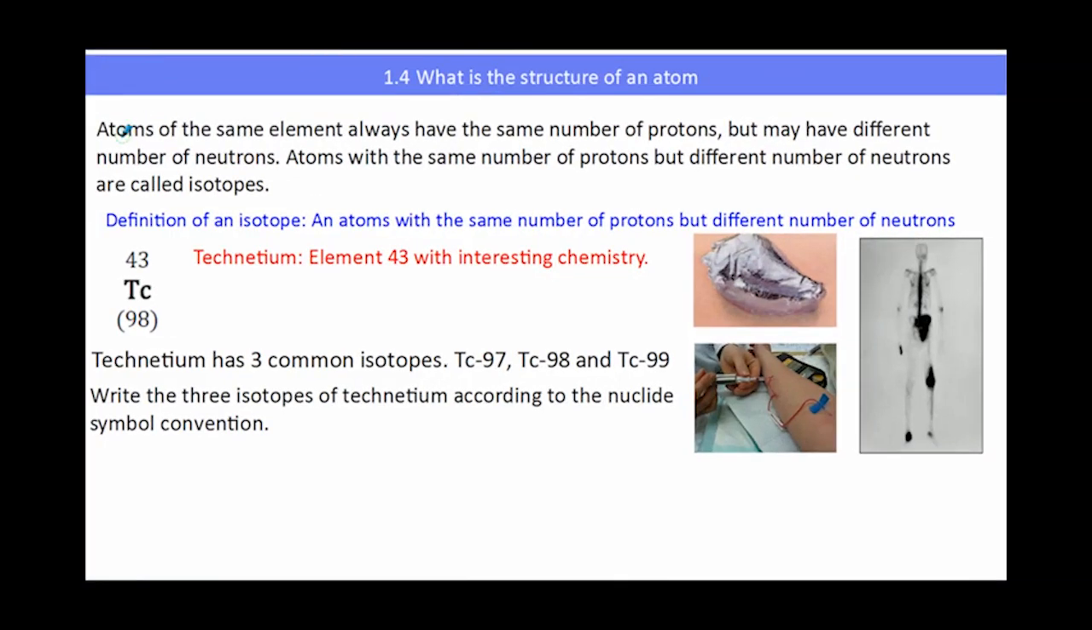So atoms of the same element always have the same number of protons, but some of them can have a different number of neutrons. If something has a different number of neutrons, it's described as being an isotope. The definition of an isotope is an atom with the same number of protons, but a different number of neutrons. So technetium, for example, has 3 common isotopes: technetium-97, technetium-98, and technetium-99. That's its 3 mass numbers.